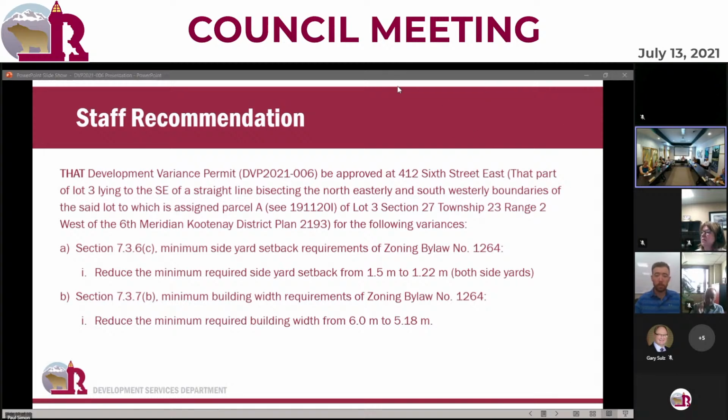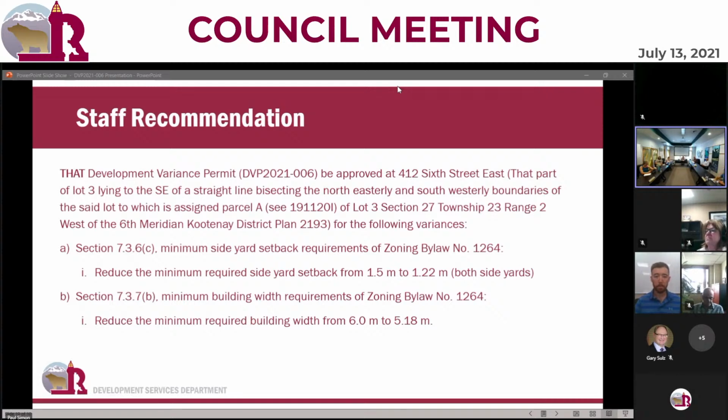So this development variance permit before us that we're weighing in on, we're weighing in on the reduction of the minimum side yard setbacks and then minimum building width requirements for the zoning bylaw. Any seconder for that motion, please? Councilor Burchell? I'll second it. Any other questions? All right, thank you.